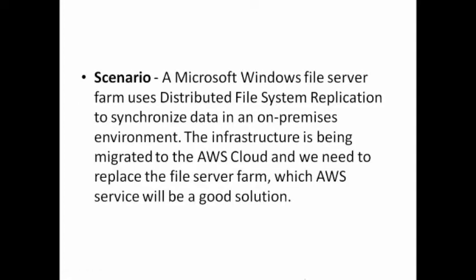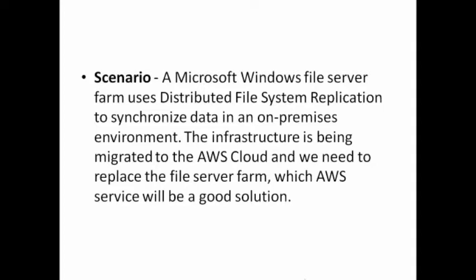Let's look at one more scenario for the storage services. Say a Microsoft Windows file server farm uses distributed file system replication to synchronize data in an on-premise environment. The infrastructure is being migrated to AWS Cloud and we need to replace the file server farm. Which AWS service will be a good solution? So basically, we are moving from on-prem to AWS Cloud and we want to replace our Microsoft Windows file server farm while we are migrating to AWS.